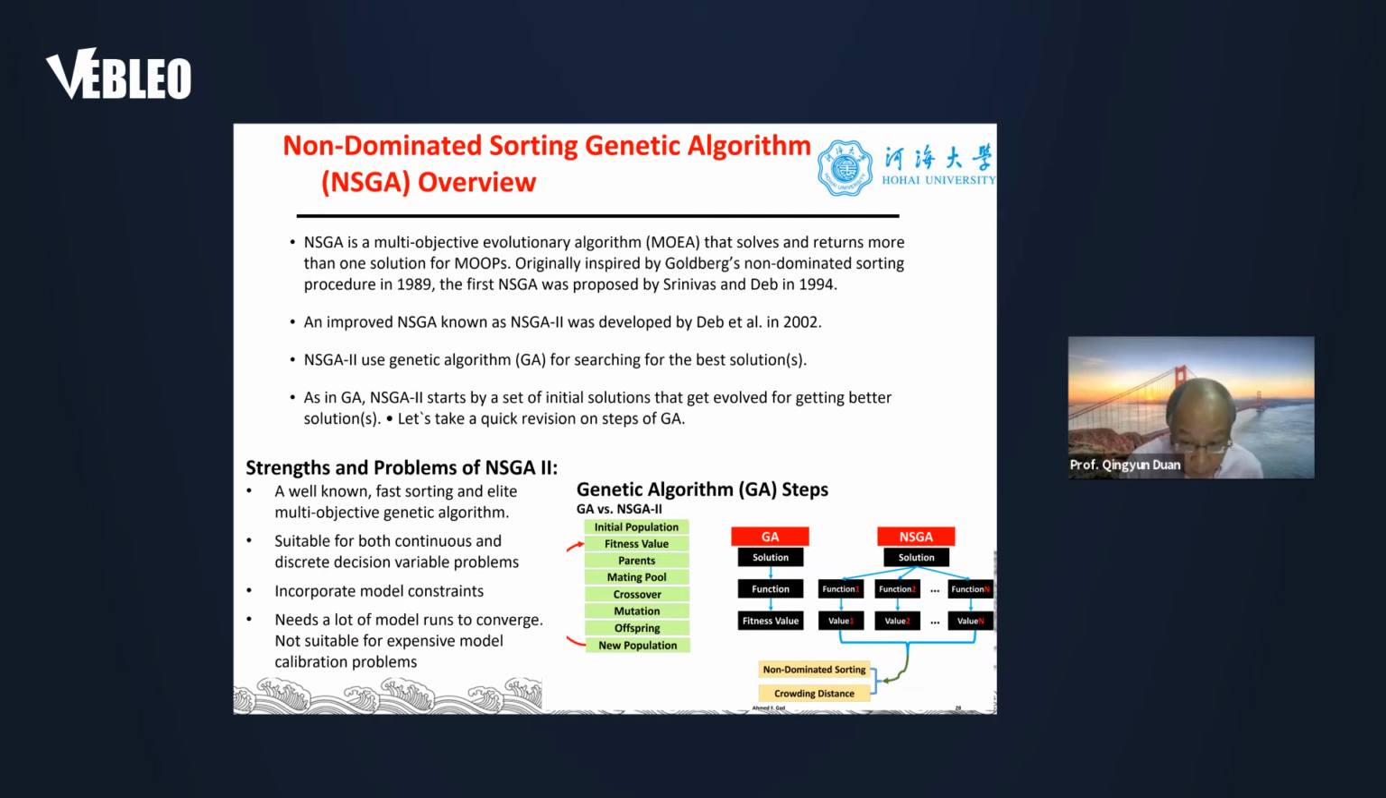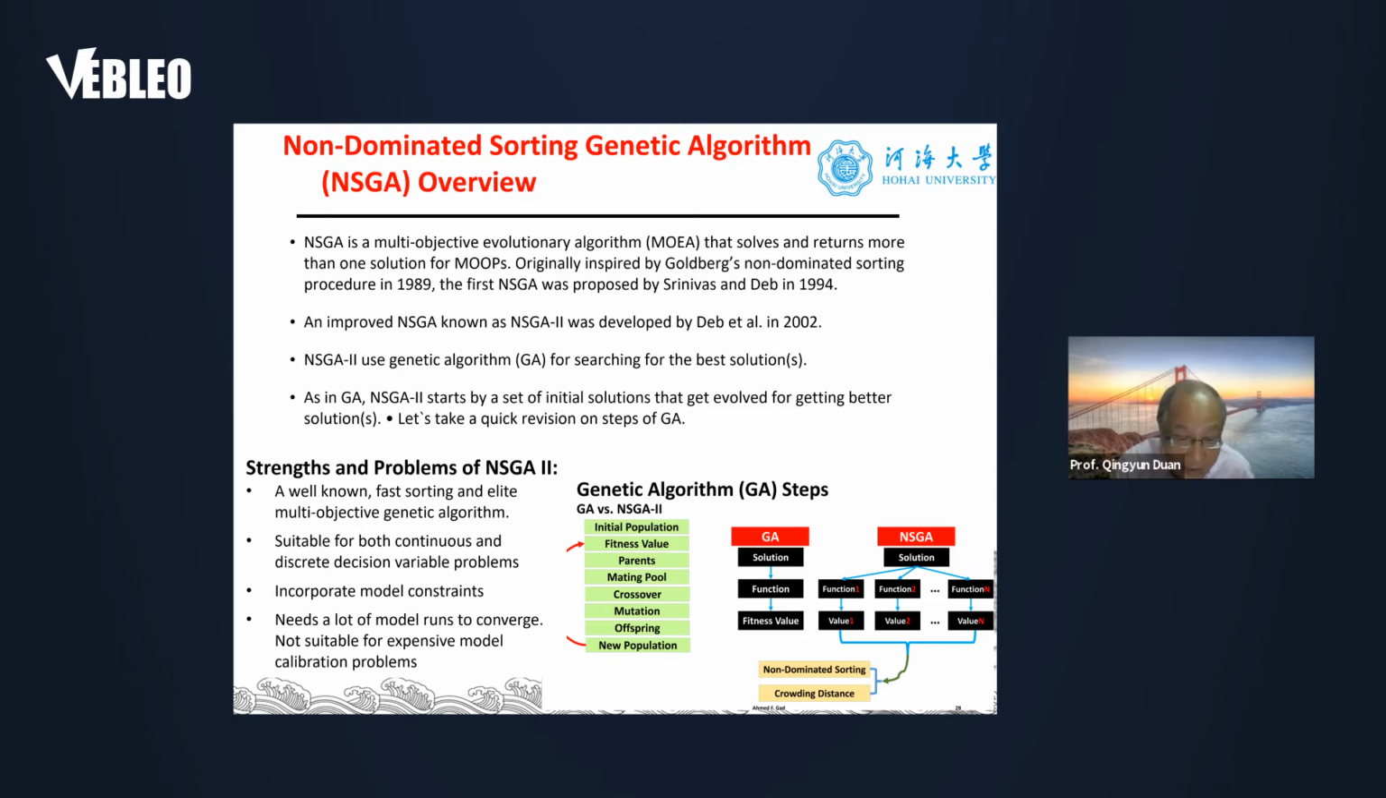But now NSGA-II is the one used by a lot of people. Even though it was proposed in 2002, today it is still the most powerful, most widely used multi-objective search algorithm. And this algorithm has a lot of strengths. Of course, it's well known, has fast sorting, is relatively efficient, and is suitable for both continuous and discrete variables. It can also consider model constraints. But there's also a but. It needs a lot of model runs to converge. So here is an illustration of the difference between a genetic algorithm and NSGA.